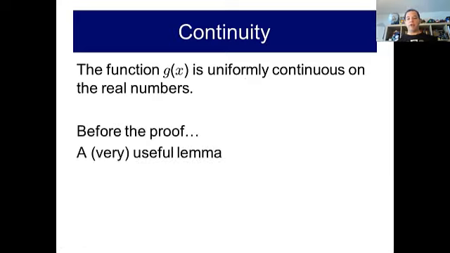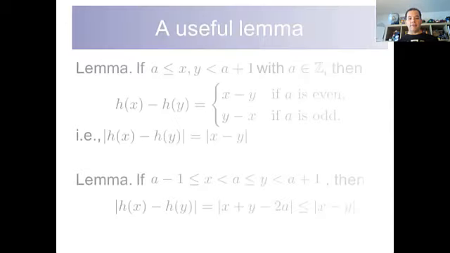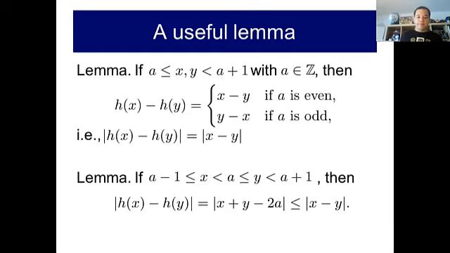But before we do that, I want to show you a little lemma that's gonna be useful. We're gonna use it not only for continuity, but for some of the other proofs for where the derivative doesn't exist. And this is what this useful lemma is. It turns out that the following happens. So I want to see what happens when I take the difference of the h function. What is the difference of the h function? So over here you can see h of x minus h of y. What is the difference of that? And I want to consider two cases. The first one is when both x and y have the same integer part.